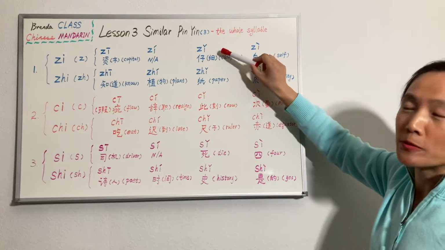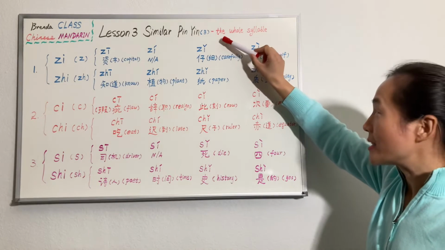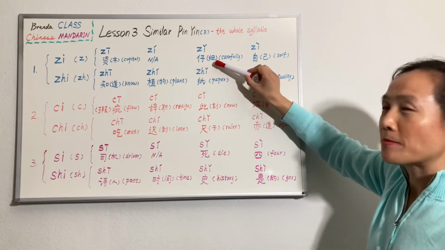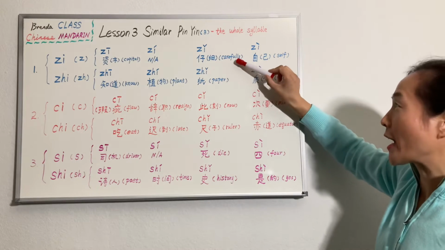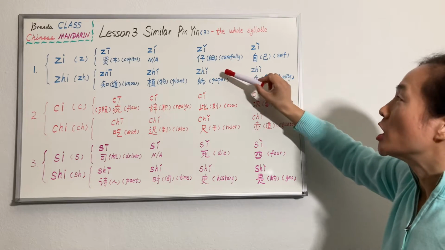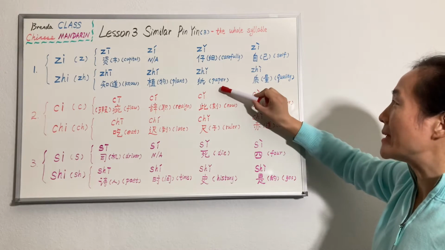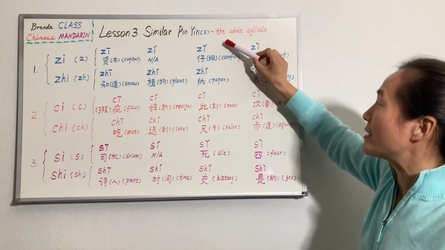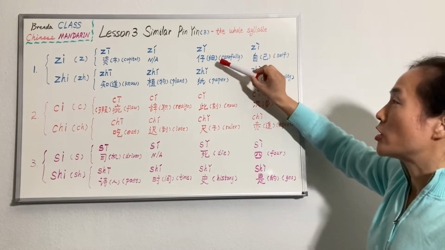The third tone. Zi, zi, zi xi, zi xi means carefully. Zhi, zhi means paper. Zi, zhi, zi, zhi.